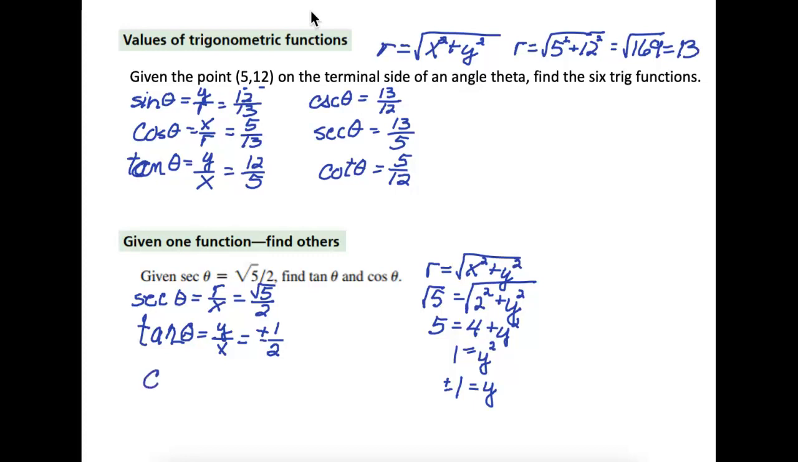And the cosine of theta, going back to our definitions, cosine and secant are reciprocals of each other. So we're just going to flip the secant one. So that's going to be 2 over the square root of 5. Now, in mathematics, it's not considered a very good form to leave a radical in the denominator. So to take care of that, we're going to rationalize that denominator by multiplying both the numerator and denominator by the square root of 5.